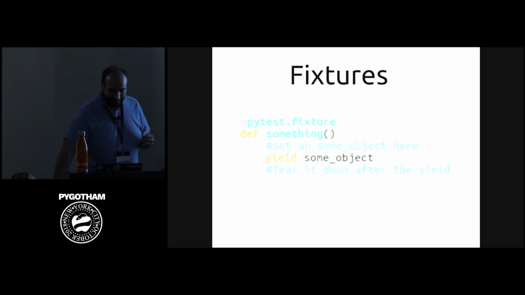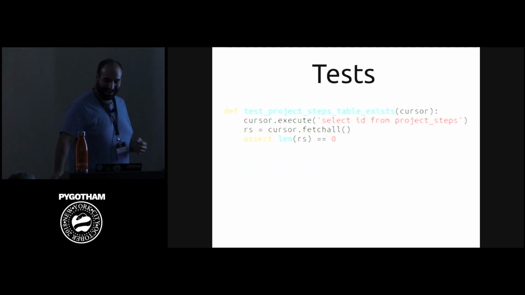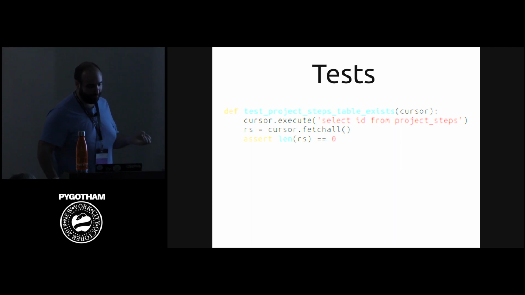So the idea here is this is a test, or kind of. But the general idea here is that this is a simple test to check on the database. And what you can't see is the name of the function is test_project_steps_table_exists. So the idea here is that test_ on there tells PyTest that this is a test that it should be running when we invoke it.